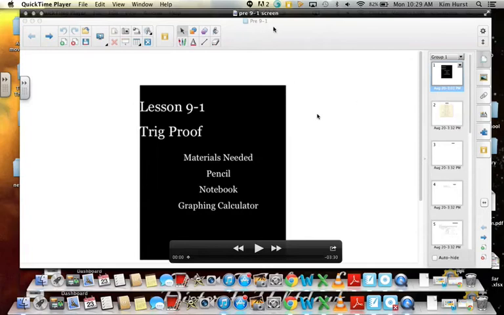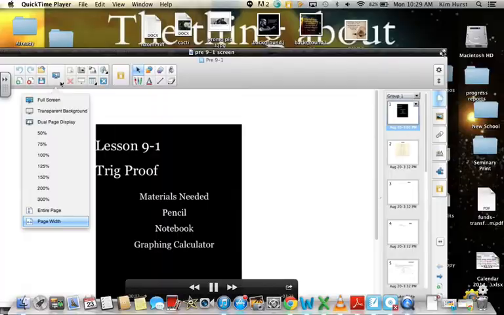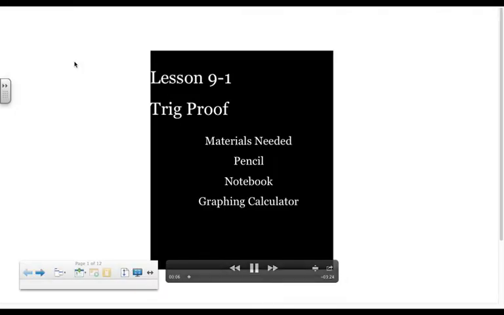This is so exciting. So we are going to learn how to prove using trig, and it's really very easy.